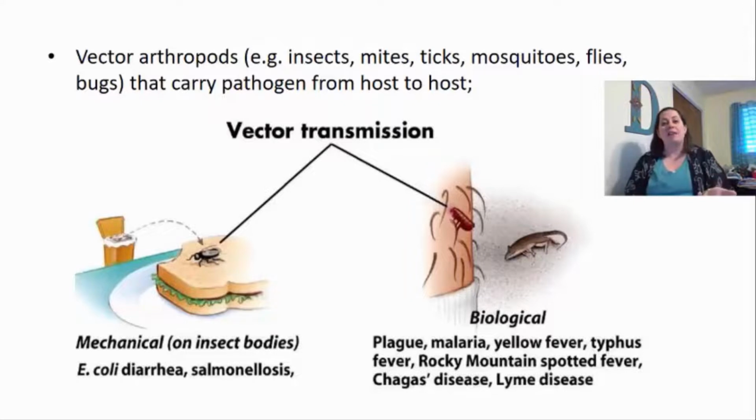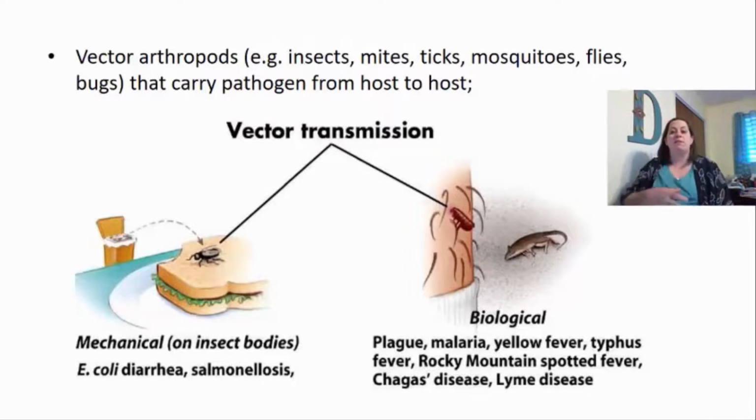It injects it into you somehow, whether it's through the bite or through the feces that it leaves behind on your skin. But whatever it does, it decreases the integrity of the skin by creating an opening, and this allows the pathogen to gain access. Some examples of these are things like the plague, malaria, yellow fever, typhus fever, Rocky Mountain spotted fever, Chagas disease, and Lyme disease. And we will talk more about these in further chapters.